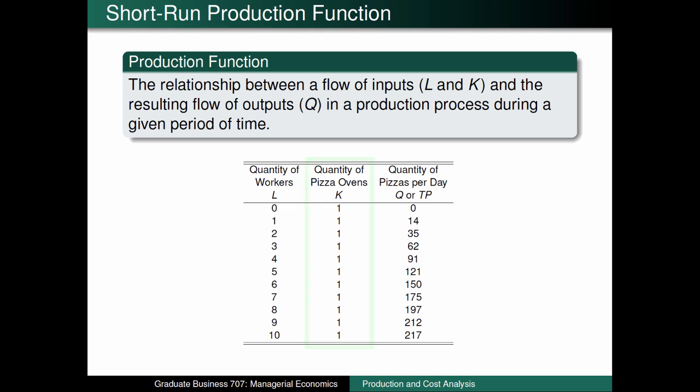Note that the number of pizza ovens is constant at 1 because we are assuming that in the short run, the number of pizza ovens that the restaurant owns when it opens in the morning is the same amount that it owns by the time the restaurant closes at night. Therefore, the only way to increase the number of pizzas produced in a day is by hiring more workers. Indeed, notice that an increase in the number of workers is always associated with an increase in total production, or TP.